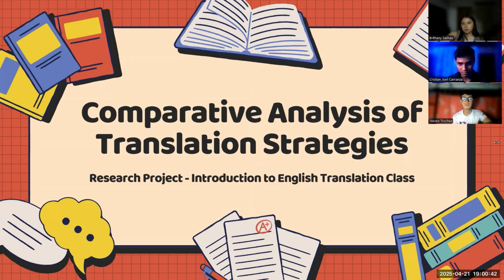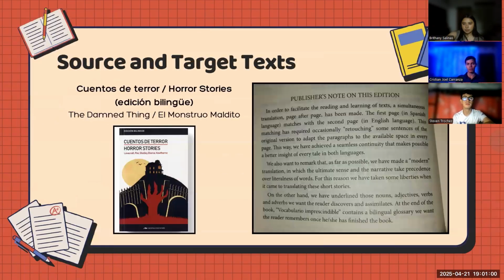Hello, everyone. Today we will present our comparative analysis of translation strategies based on the short story The Damn Thing by Ambrose Bierce and its Spanish version El Monstruo Maldito. This story originally appeared in English and it was written by Ambrose Bierce, a 19th century American author known for his dark and ironic tales.